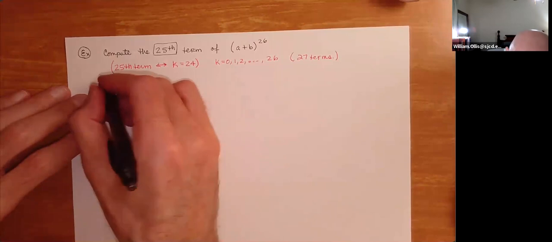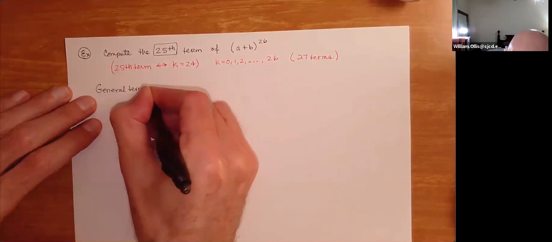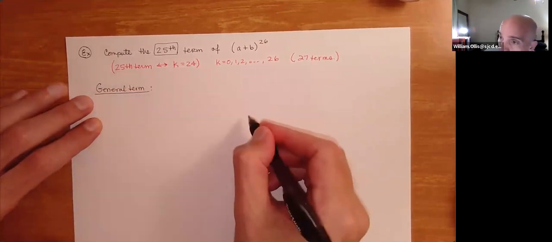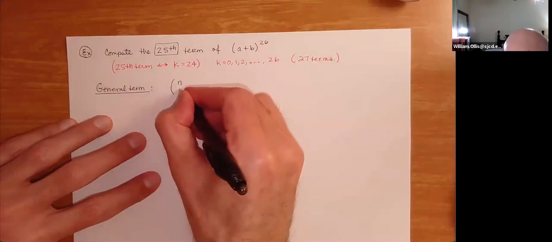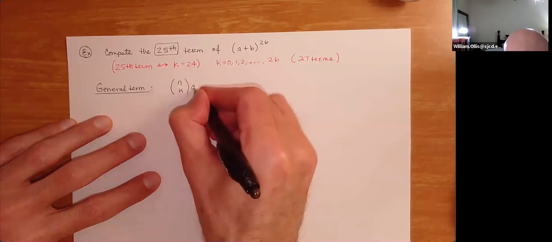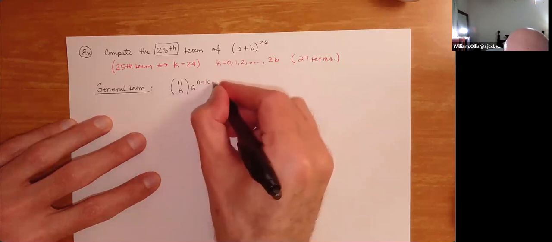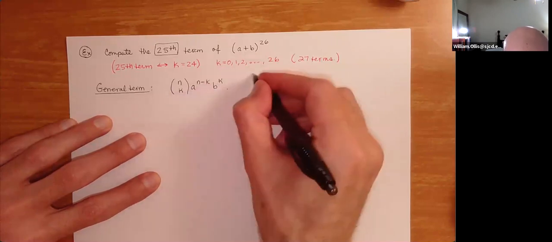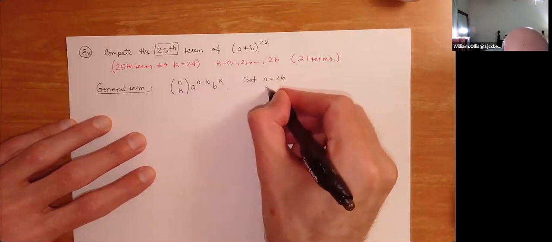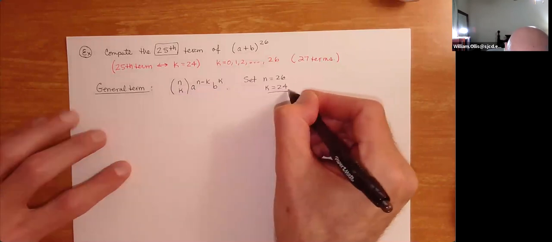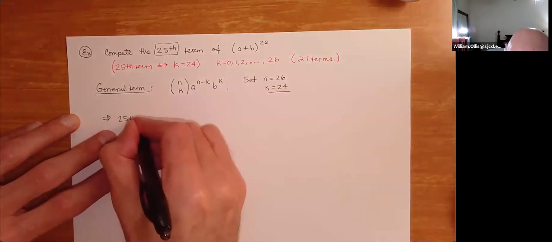So here is the general term. Let's write it down. General term from our binomial theorem, and that looks like this: n choose k, a to the, so nice we have a and b. That couldn't be any simpler, right? b to the k. So now we're going to set n equal to 26 and k equal to 24. So this implies, here's the term right here.